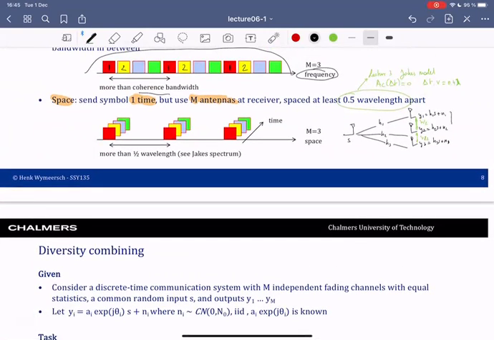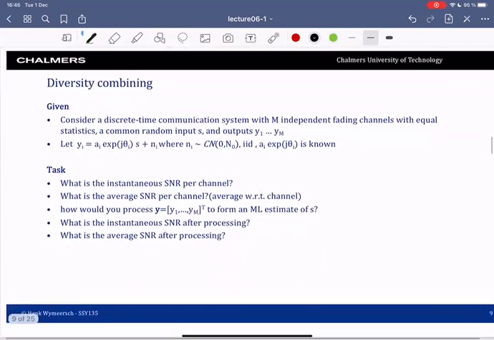The question is now, what should I do? What processing do I need to do to have a decision on S, to be able to recover my S? And this is what this next slide is about. And while we haven't seen how to do processing for diversity, actually you have all the tools necessary to solve this problem.